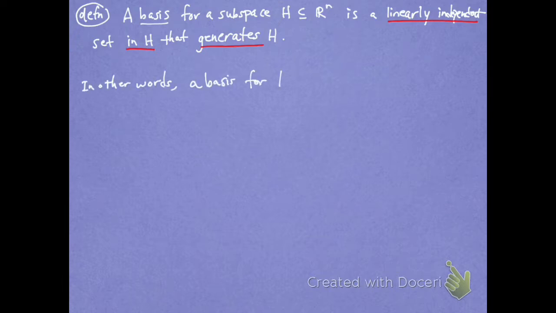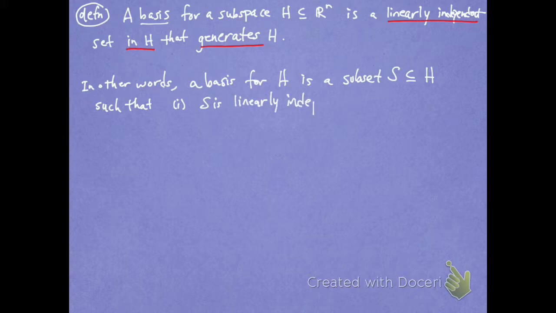In other words, a basis for H is a subset S of H that has the following two properties. One, S is going to be linearly independent, and two, the span of S is going to equal H.